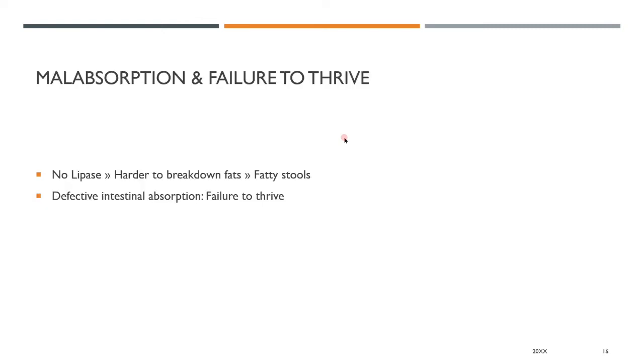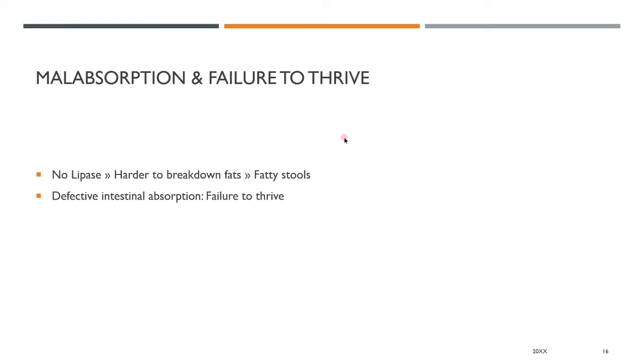Malabsorption and failure to thrive is also a big part of it in pediatrics, because the pancreas loses its exocrine function. There's no lipase, there's no amylase, so it becomes harder to break down the fats. They don't get absorbed. That's why often these babies present with loose stools, or children present with stools that are hard to flush because of all the fat in them. The defective intestinal absorption ultimately leads to failure to thrive.